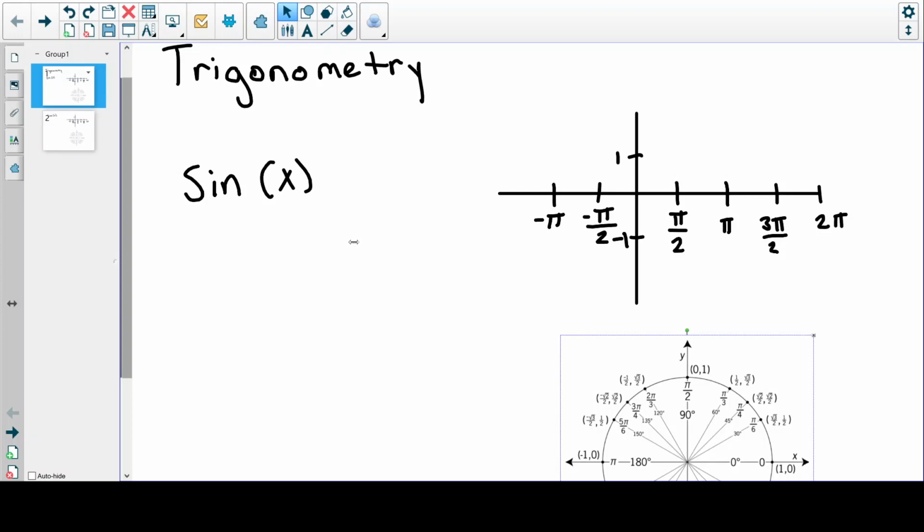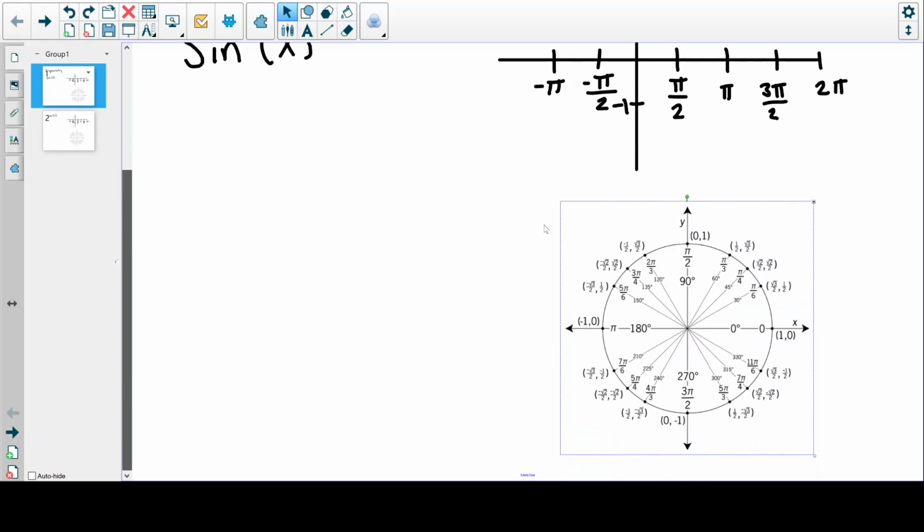Normally at the end of Algebra 2, we discussed how sine can be related on a unit circle, which I have down here, and how sine is the y component of the unit circle. So sine of, let's say, 30 degrees or pi over 6 is equal to 1/2, and these values relate radians and degrees to sine and cosine.